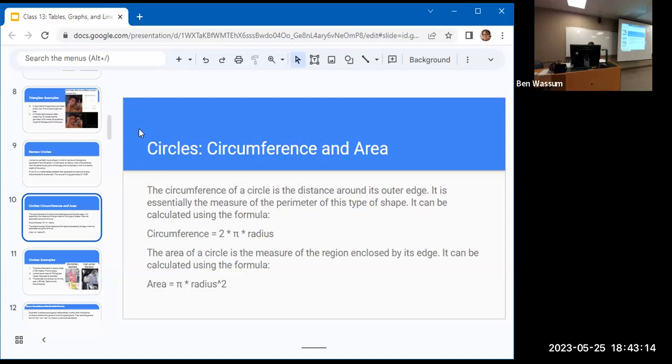Both of these have formulas that deal with pi. So the circumference is 2 pi times the radius. So you can abbreviate that as C equals 2 pi r if you would like. And then the area is pi times the square of the radius. So you can call that area, or A equals pi r squared. Either way, it works out nicely.